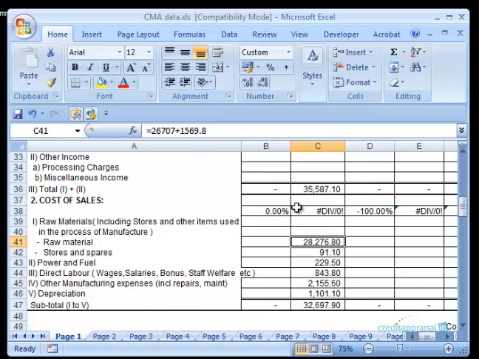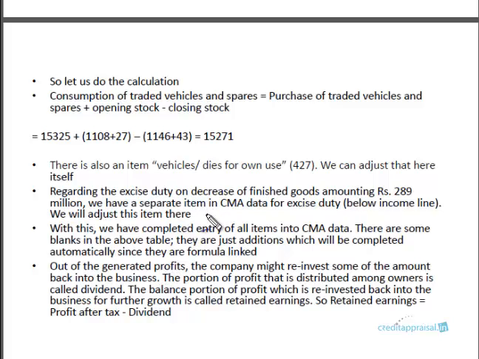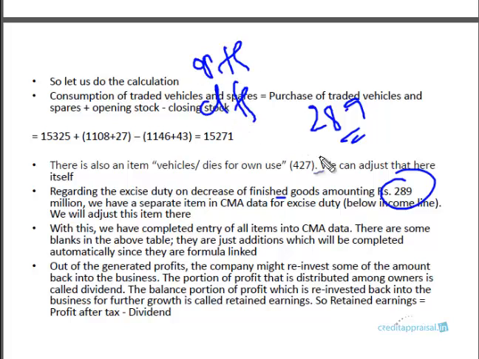Now regarding excise duty, right? Excise duty on decrease of finished goods has an amount of 289 million, that is 28.9 crores. Since we have a separate item called excise duty, there we are going to adjust. This is an adjustment on the decrease of finished goods. We said opening stock of finished goods and closing stock of finished goods, and we already applied some excise duty.